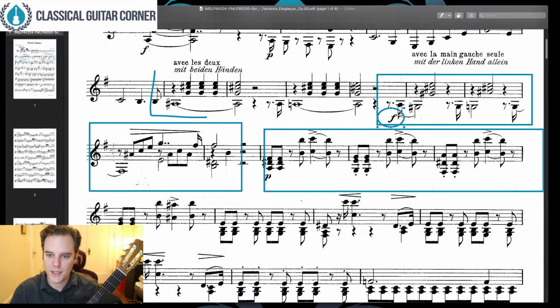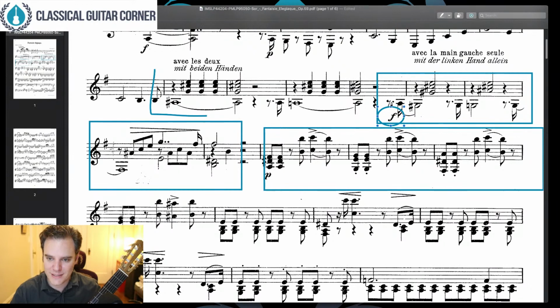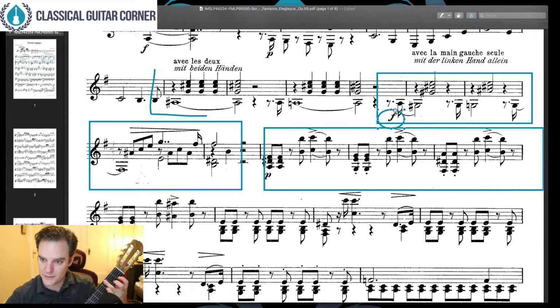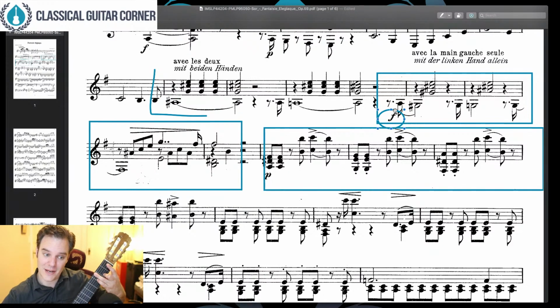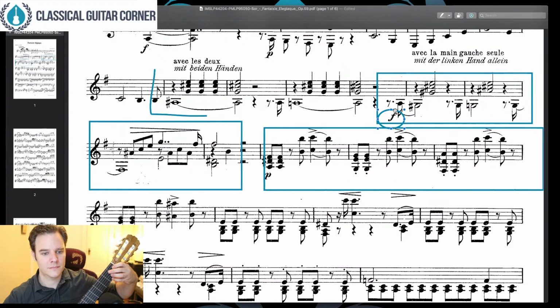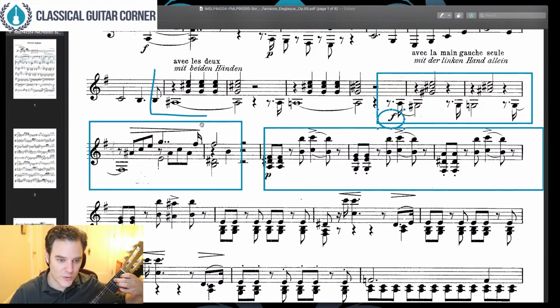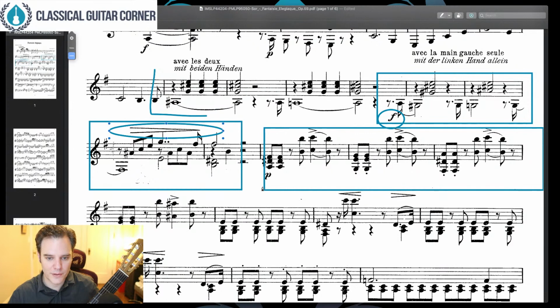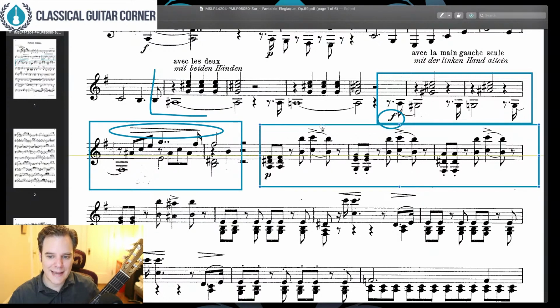Sor has written in a forte to mark this increasingly tense harmony as it really gets to there, and then there, and then finally resolves, and he's also indicated a decrescendo. Next, in this box, look at the notes he's accented, right?